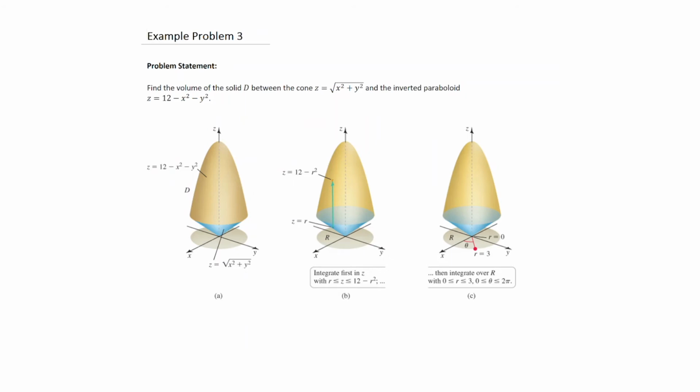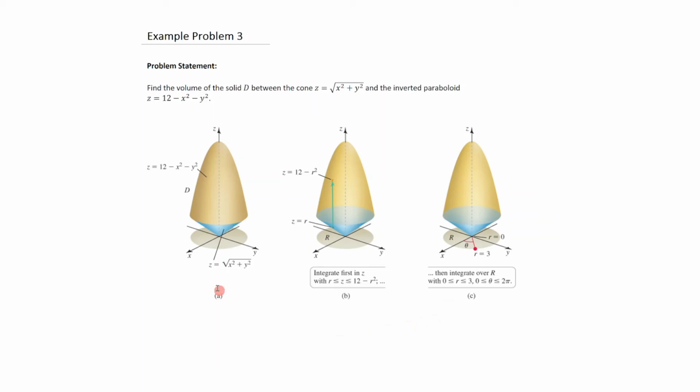Let's find the volume of the solid between the cone z equals square root of x squared plus y squared and the inverted paraboloid z equals 12 minus x squared minus y squared. Now in this example, we've been given the information in Cartesian coordinates, so we're going to have to transform these equations into cylindrical coordinates. That'll be part of the problem. So let's look at the picture.